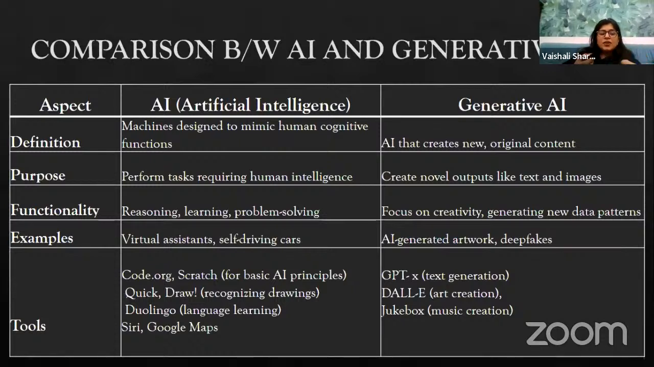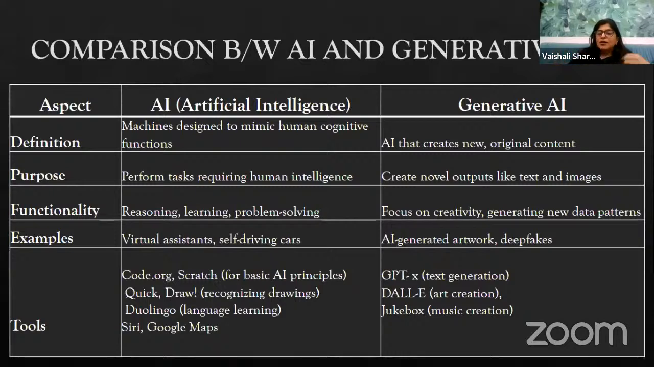AI is something which is designed to mimic human cognitive functions. That is, machine learning is happening; I'm training a machine. But generative AI creates content, new content for you. It creates on the spot.